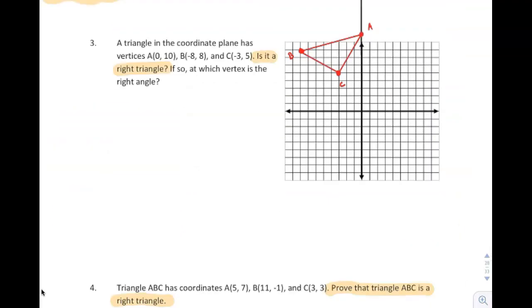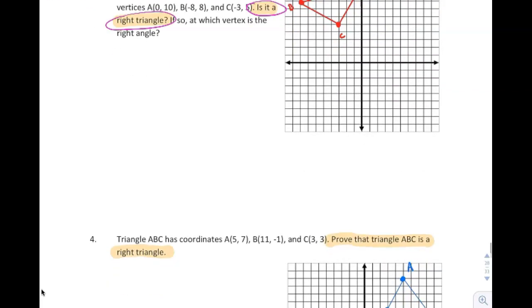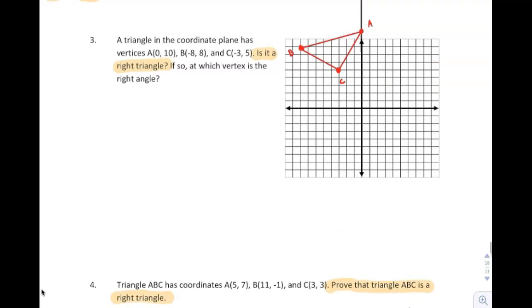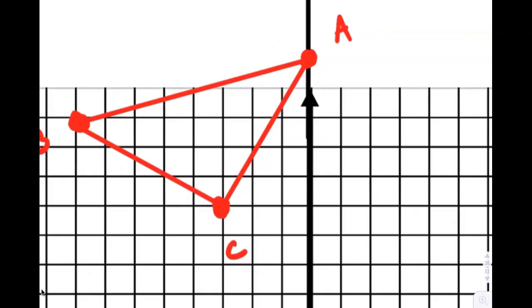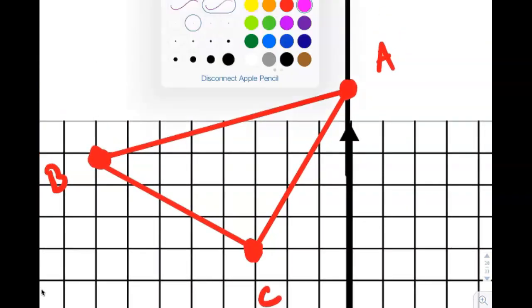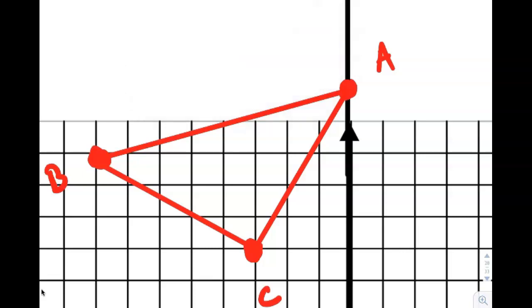if you look at this one, it just says, is it a right triangle? Prove that it's a right triangle. So it doesn't have anything to do with isosceles, just saying, is it a right triangle or isn't it? So I already plotted it, 0, 10, negative 8, 8, and negative 3, 5. So if you take a close look at this and somebody asked you, is that a right triangle? I think we would all agree that if it's a right triangle, then this would be the right angle.